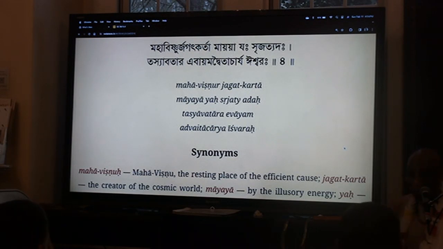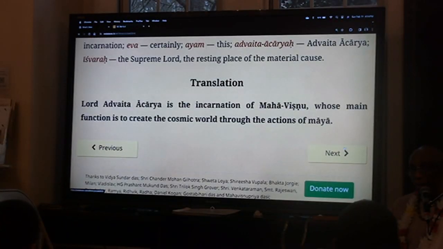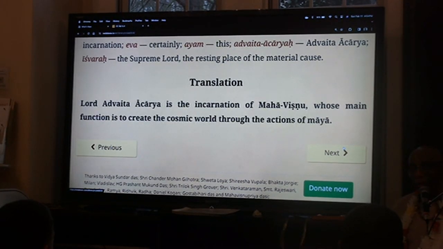Lord Advaita Acharya is the incarnation of Mahavishnu, whose main function is to create the cosmic world through the actions of Maya. So right away we get our first lesson. Understand, who is Advaita Acharya? He is an incarnation of Mahavishnu, whose main function is to create the cosmic world through the actions of Maya.